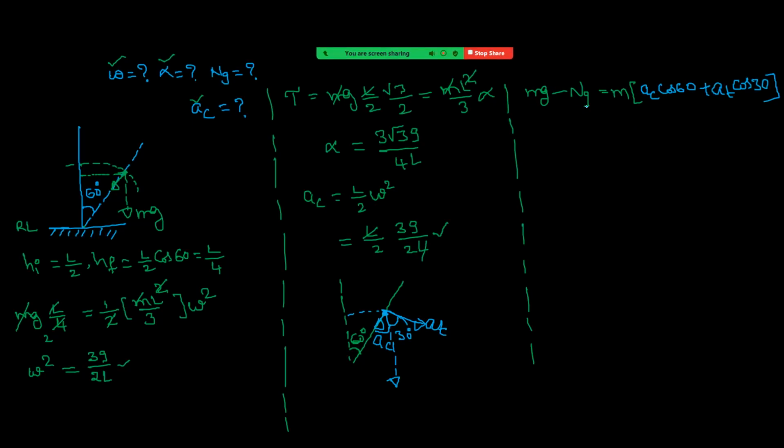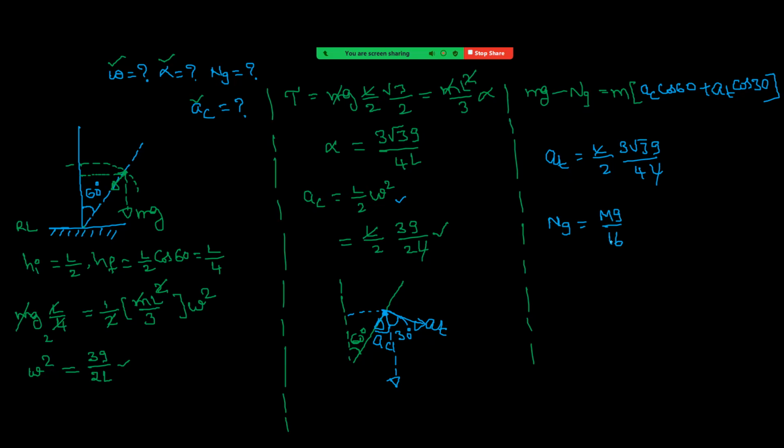So mg, known value. We want to find out normal reaction from ground. AC, that is known. And what about AT value? AT equal to R into alpha. R value L by 2, right? L by 2. Alpha is now 3 root 3 g by 4L. Substitute that here. So AC is known, substitute here, and AT is known, substitute here, and we have to make calculation. Then we are going to get normal reaction from ground, that is mg upon 16. Okay.